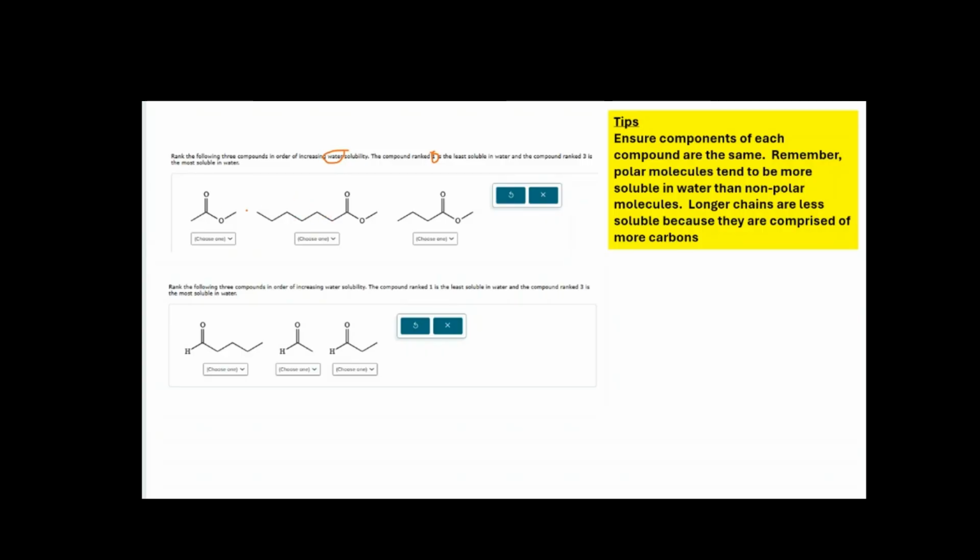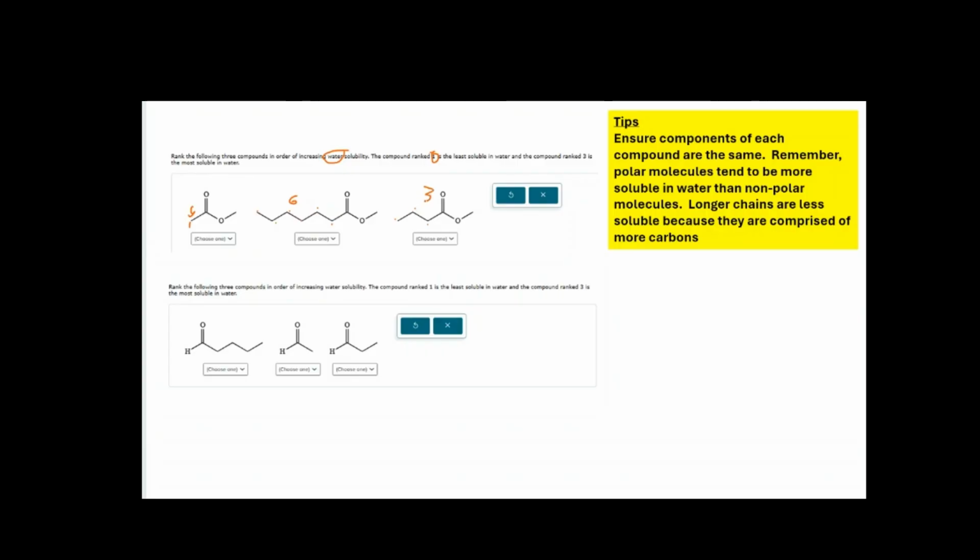So let's look at our 3 compounds here. We see that they're all the same, and according to the rules we've already said, we're going to place a 1 on the one that's least soluble. What I like to do is focus on this part of the compound and count my carbons. I've got 1 carbon here, and this one I've got 1, 2, 3, 4, 5, 6, because they're pretty much all the same with the 2 oxygens. And on this carbon I've got 1, 2, 3.